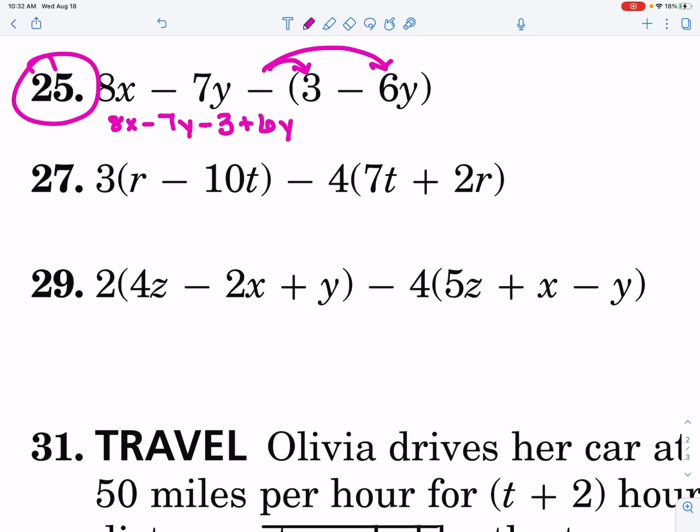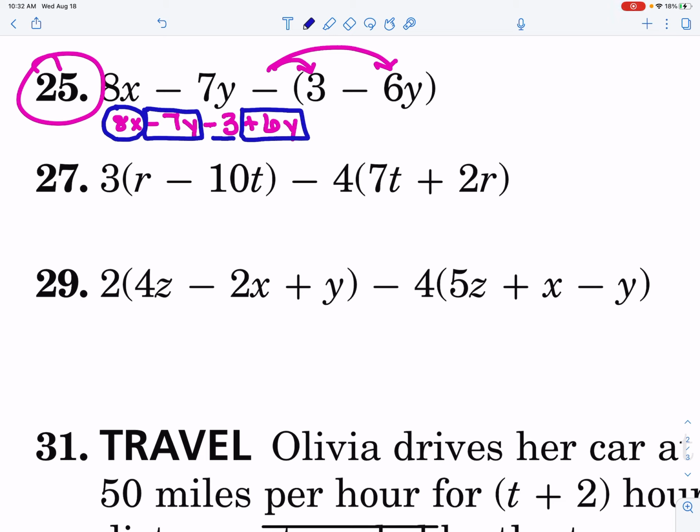Okay. Now here we're going to still go through and circle everything with an x. I just do this alphabetically. Box everything with the y, including that sign. And then my constants I just underline, just so I know that's still there, but it doesn't have a variable. Combining like terms, I will get 8x minus 1y, which is just minus y or negative y, minus 3. Cool.